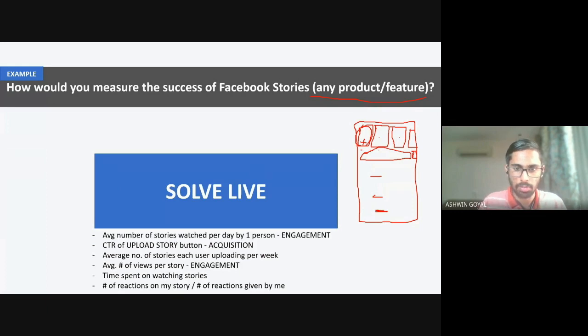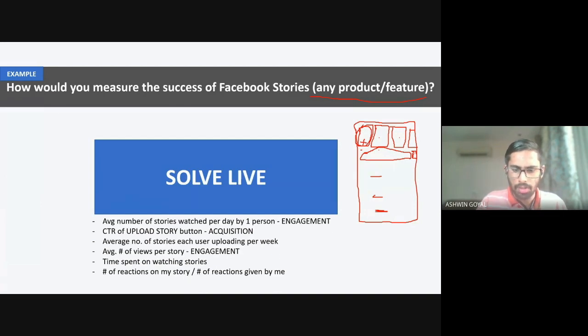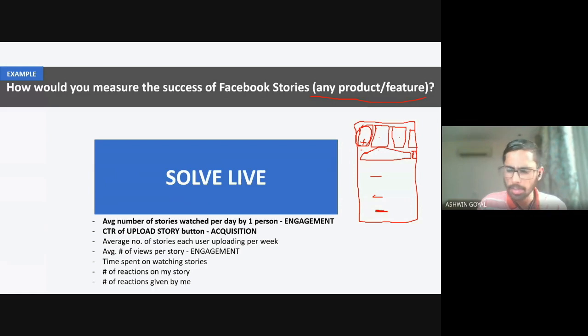Number of reactions given by me. All right. Yeah, I think we have done this activity successfully. I just wrote down the first 2 metrics. The rest of the ones are given by you guys only. So good job. You just had some difficulty in getting started, right? But now I think you understand how we list metrics, right? Any other interesting metrics you want to point out?